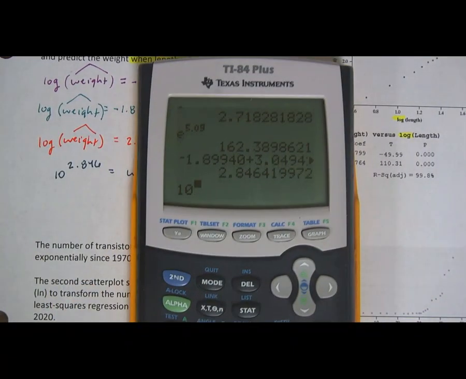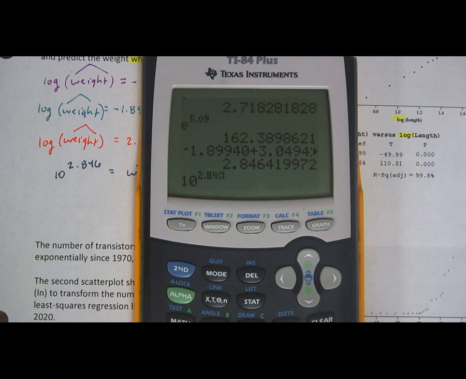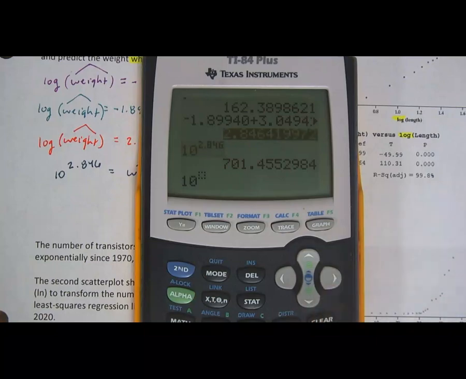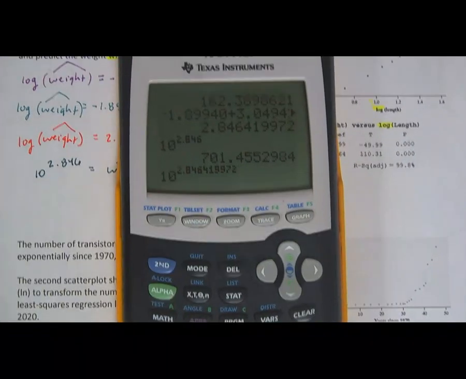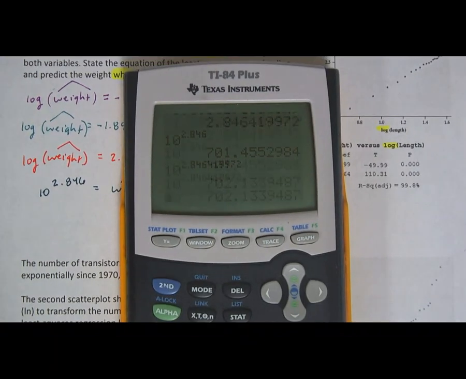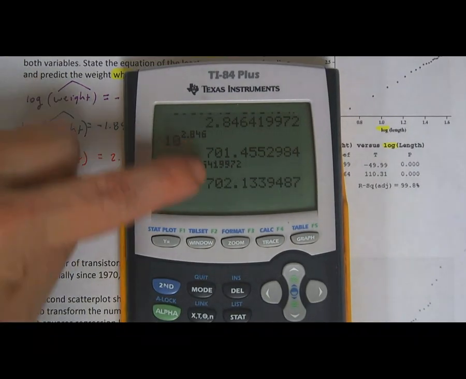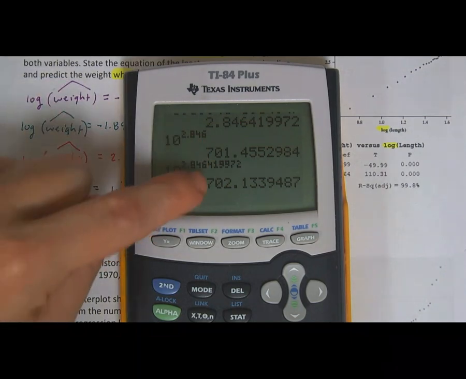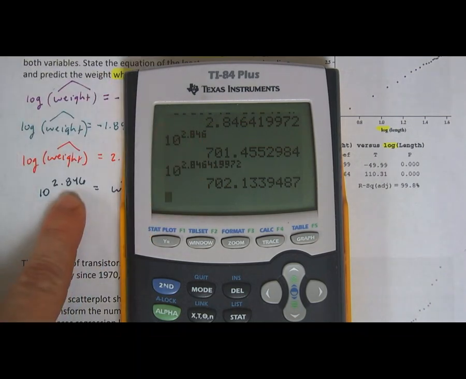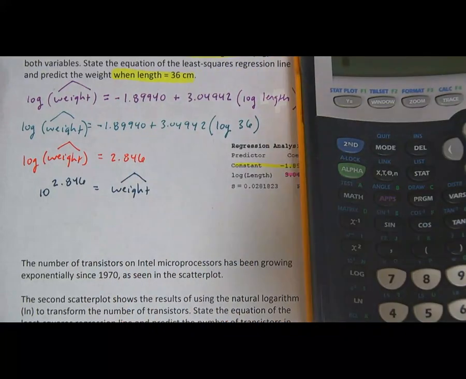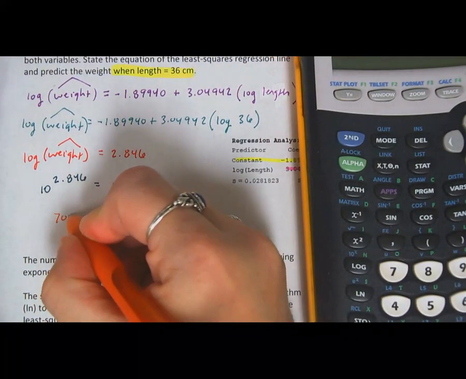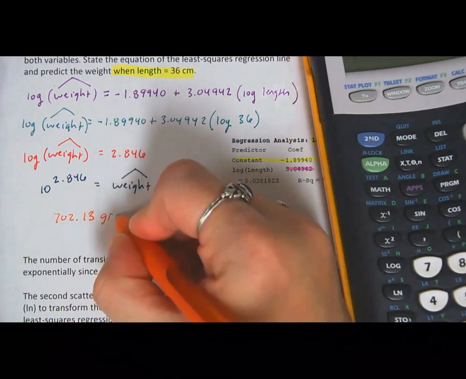So 10 to the power of 2.846, or if you want to be super duper accurate, 10 to the power of, and then you can just go up and highlight that long decimal and hit enter, and it will copy and paste it down for you. That way you're not rounding until the very, very end, and you can see the discrepancy here. I think an AP grader would be a-okay with you showing how you rounded it and justifying your answer was 701.46. But if we're being really accurate, the predicted weight would be 702.13 grams.